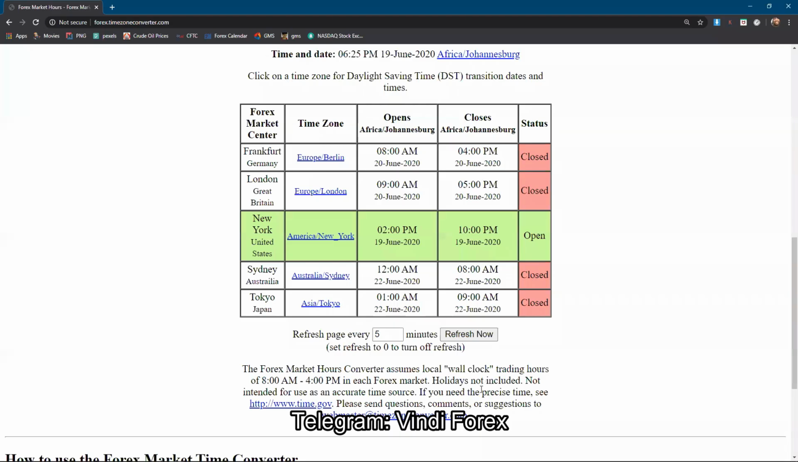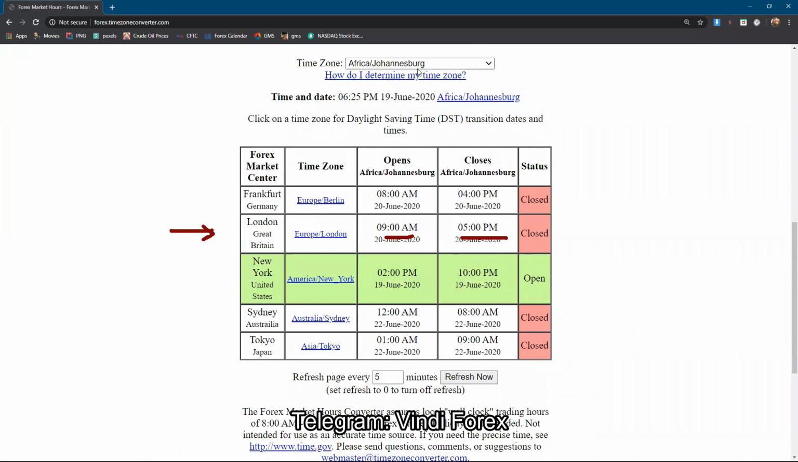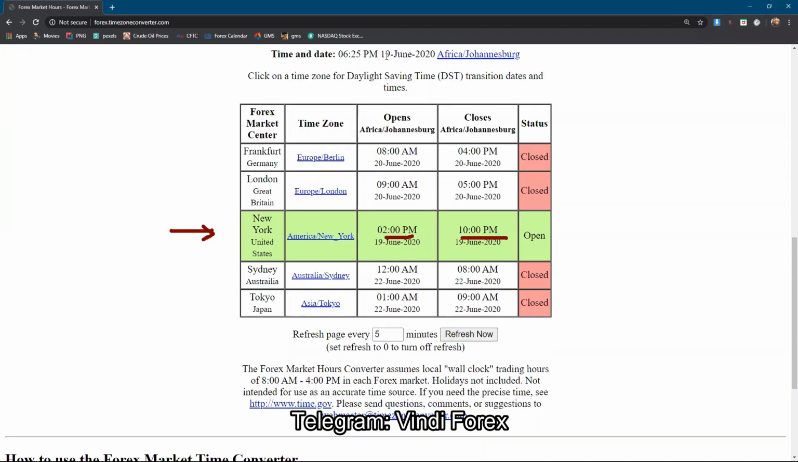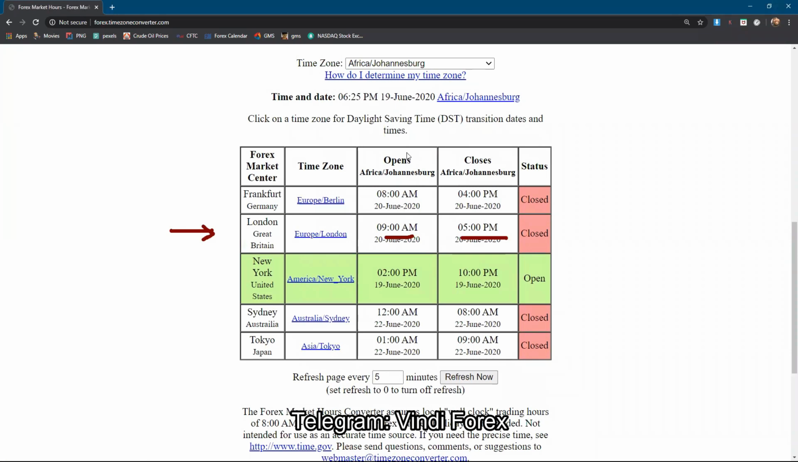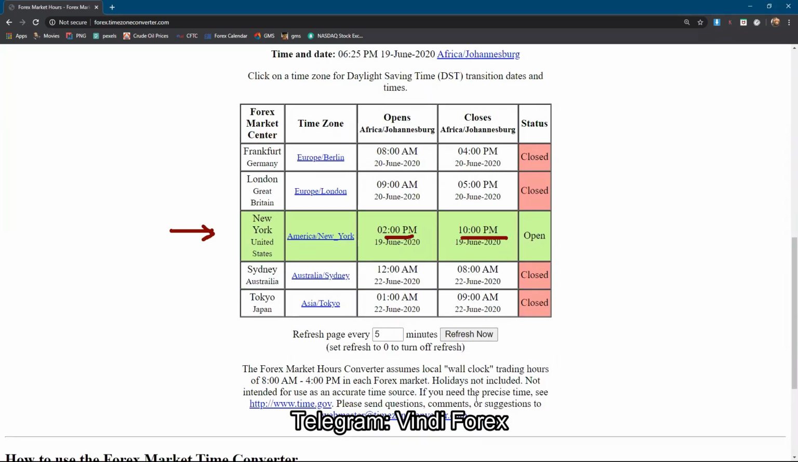So obviously, if you look at this, you can see that the New York session is open from 2 p.m. until 10 p.m. Sorry. So this is in Africa, Johannesburg, so you can change that to your own time zone. Okay. So anything can take place.